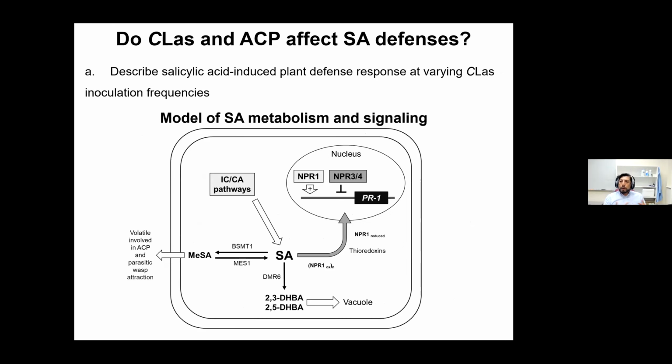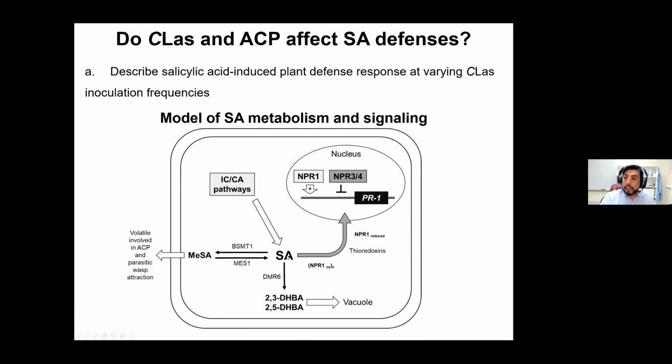So then I was studying how we can manage this one in the field, and exactly what I'm going to study. I'm studying the salicylic acid. This is a model of the salicylic acid metabolism and signaling in citrus. We have the following members in this model: salicylic acid is synthesized by these two pathways.